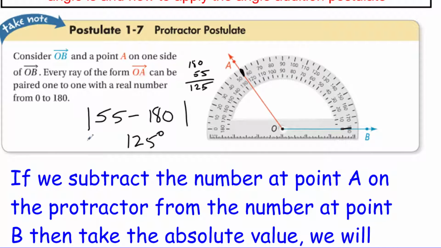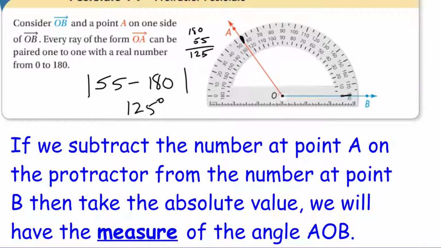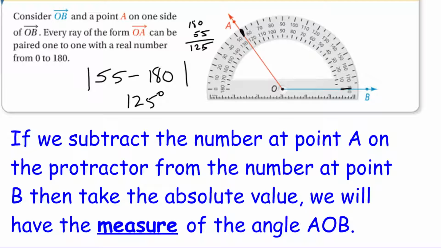Okay, so that's kind of the generic way: how do we measure them? Well, we pull out a protractor, we put it up against the angle, and we look at the numbers, and we subtract the numbers, and that's how we get the measurement. So very similar to the ruler postulate, but we're using the protractor measuring tool instead of the ruler measuring tool.